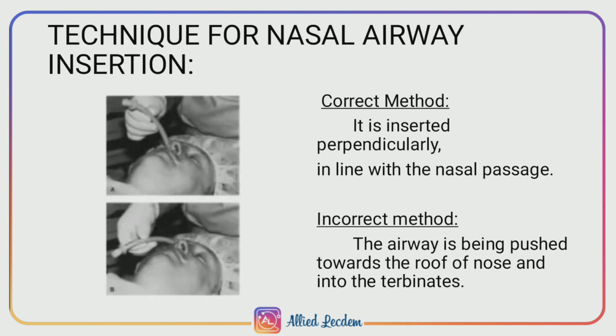Technique for nasal airway insertion. Before insertion, it should be lubricated thoroughly along its entire length. The airway is held with the bevel against the septum and gently advanced posteriorly while being rotated back and forth. So this is the correct method, and the incorrect method is where the airway is being pushed towards the roof of the nose and into the turbinates.